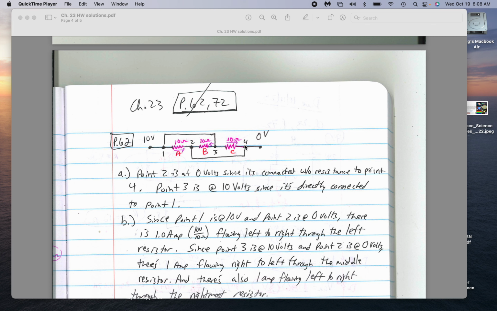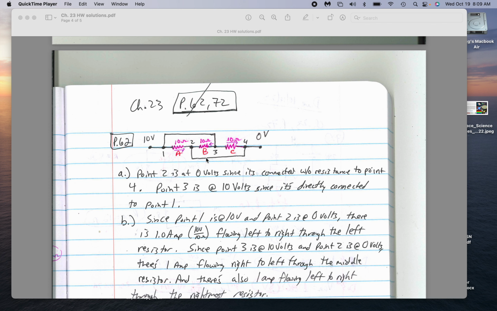If I look, 4 is at 0 volts because it's basically touching the 0 volt thing, and 2 is also at 0 volts because it's a short circuit from 2 to 4. So I've got 10 volts, 10 volts, 0 volts, 10 volts, 0 volts, 0 volts. So that helps me think about it. So if I think about this, it's asking about the current flowing through each resistor. So here, I am going to have 10 volts at this point, 0 volts at this point. 10 divided by 10 ohms is 1 amp, and that's flowing to the right.